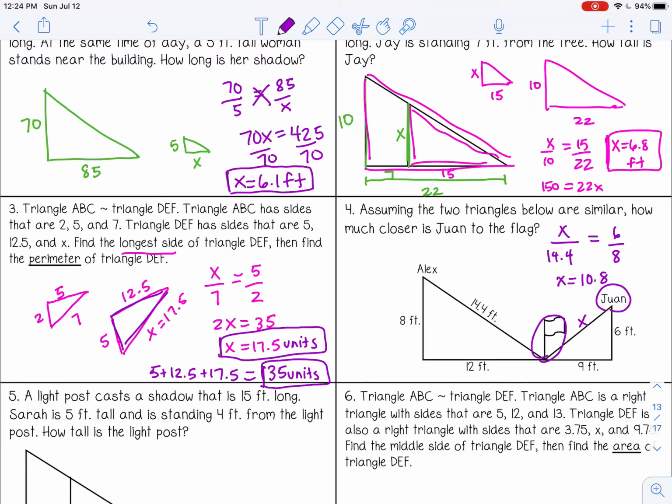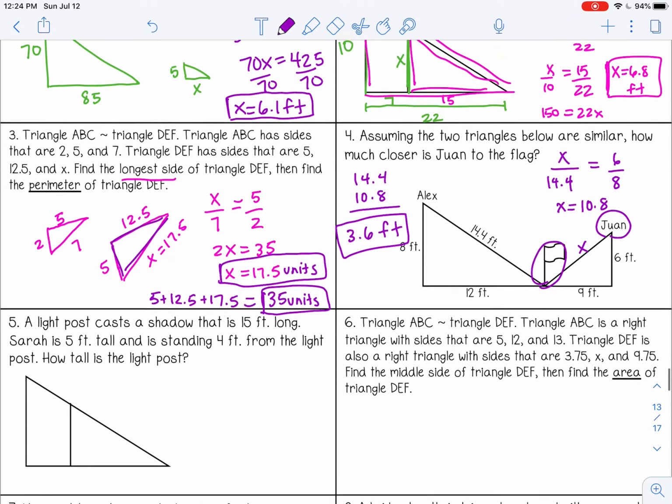Now, that's not my actual answer because the question says how much closer is 1 to the flag. So Alex is 14.4 feet. 1 is 10.8 feet. We need to subtract that to see how much closer. And that gives us 3.6 feet. So that's our answer. Make sure you read the question and actually answer what they're asking for.